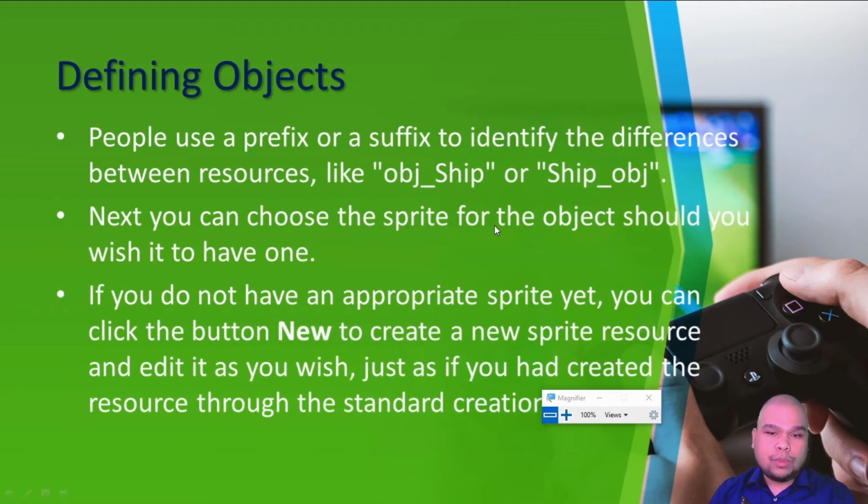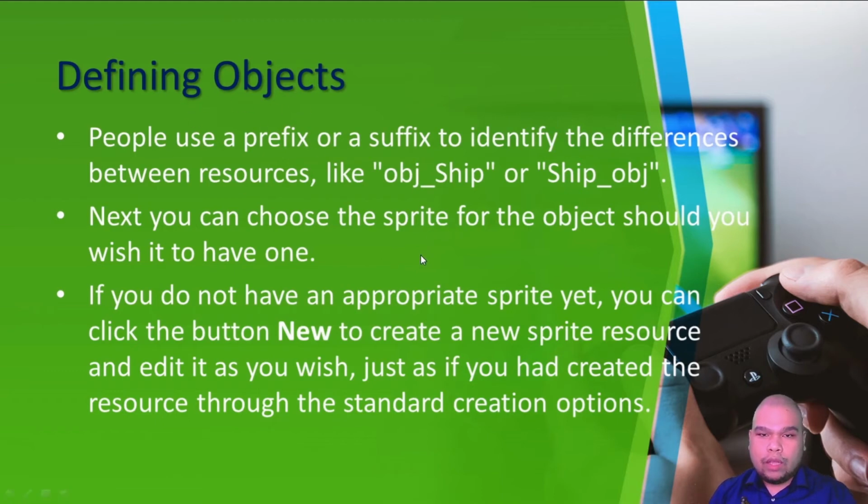Next, you can choose the sprite for the object should you wish to have it. If you do not have the appropriate sprite there yet, you can click the button to create a new sprite resource and edit it as you wish, just as you would create the resource through the standard creation options. But what I recommend is, before creating your objects, first plan what the different objects are that you'll be using for the game. Then prepare all the sprites before creating the objects. As much as possible, we want you to create your sprites before you start your objects.